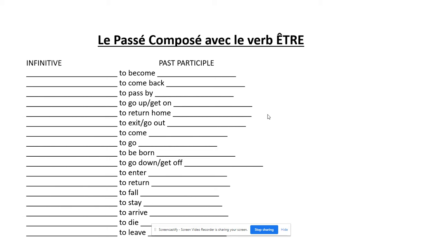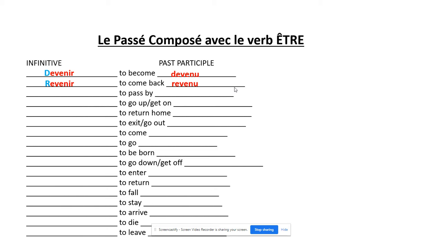So here are my DrP verbs. To become, devenir. Right off the bat, we start with a rebel. Devenir is a very irregular verb. It's an IR verb, but we're not going to drop the IR and replace it with I. We're actually going to drop the IR and replace it with U: devenu, okay? To come back is revenir. Again, another rebel right here, and its past participle is revenu.